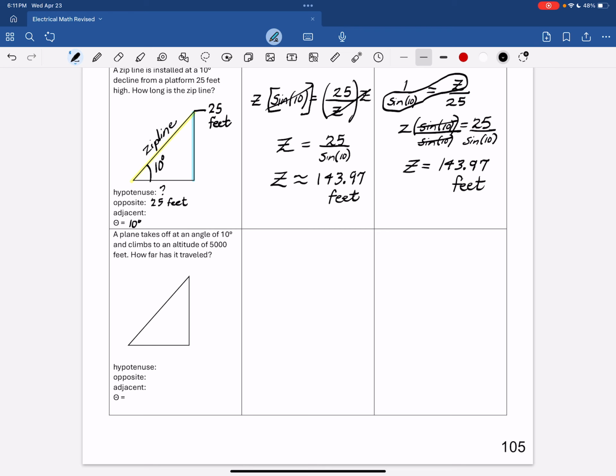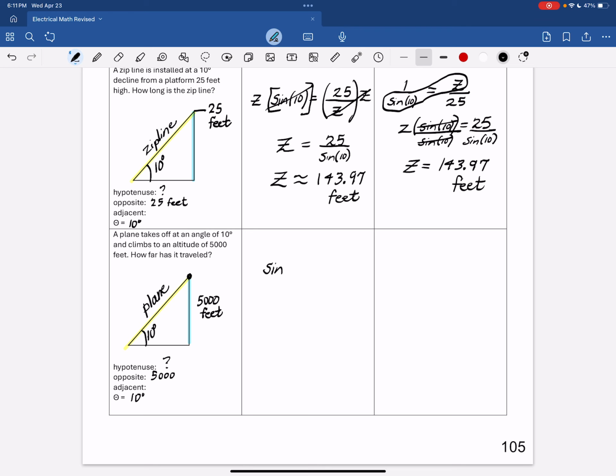A plane takes off at an angle of 10 degrees and climbs to an altitude of 5,000 feet. How far has it traveled, and we're going to follow that flight line this way. Diagonally, how far has it traveled? So we don't know this distance yet, but I do know the opposite is 5,000 and theta is 10 degrees.